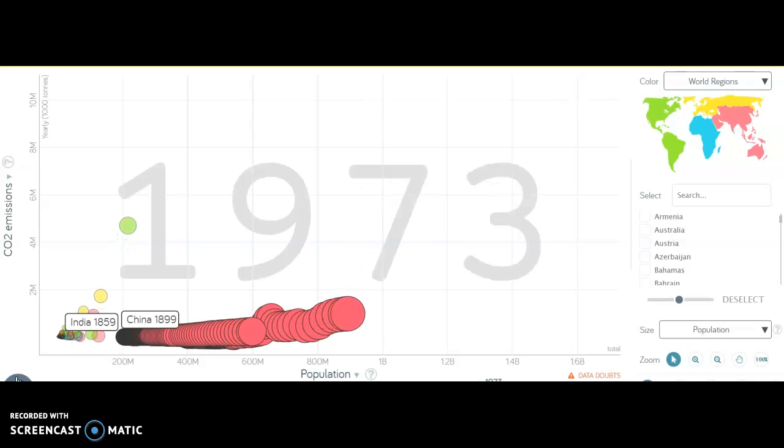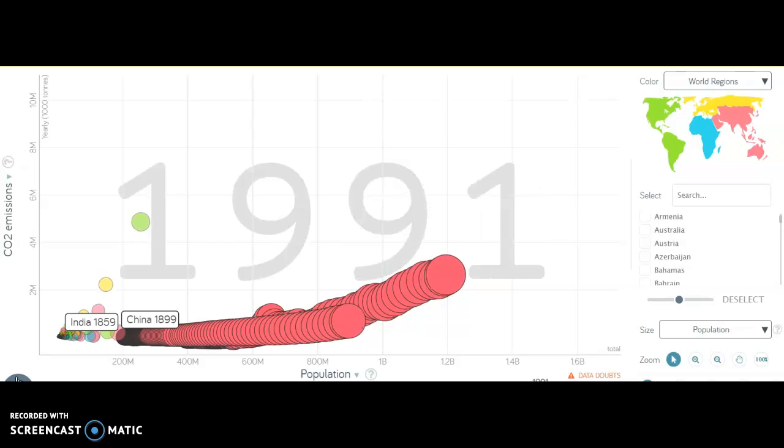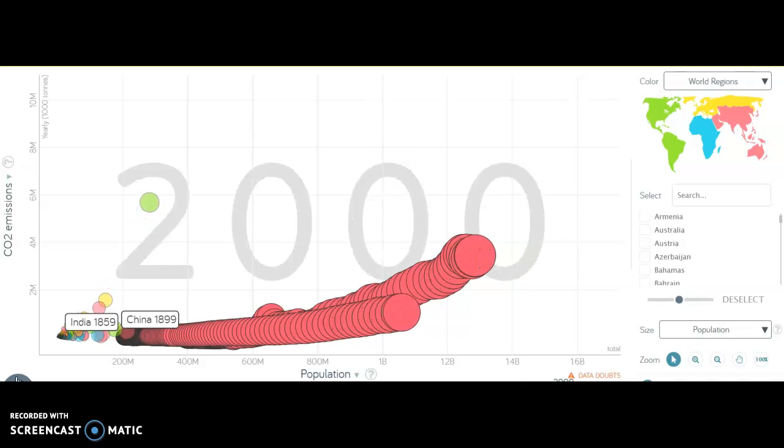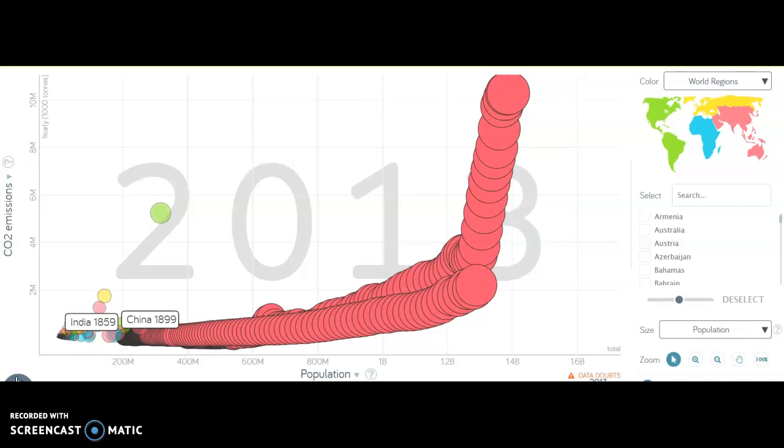CO2 emissions produced by China will continue to grow through the 70s, 80s, and 90s. Finally, in 2000, China's CO2 emissions would start an epic climb that would continue to this day. And now, as of 2005, China has passed the United States as the world's largest producer of CO2 emissions.